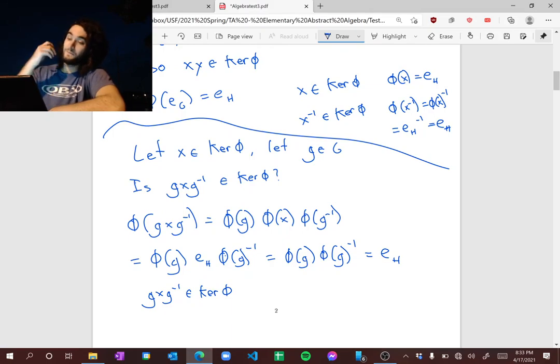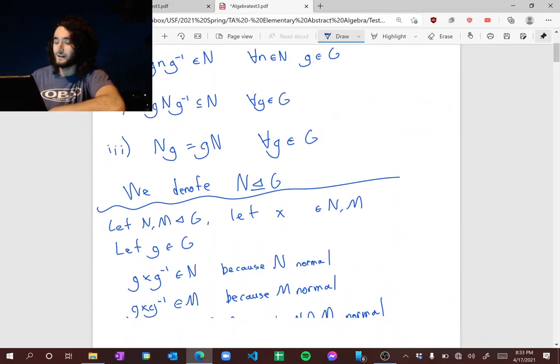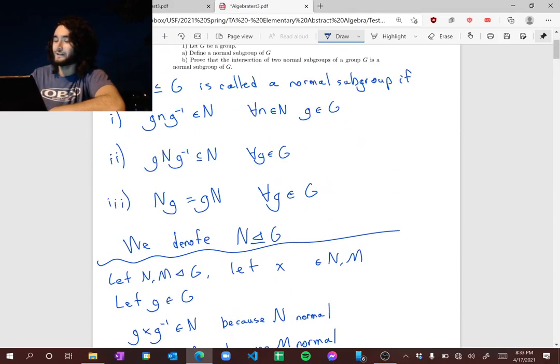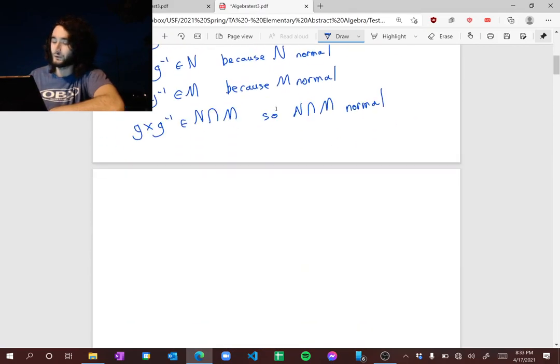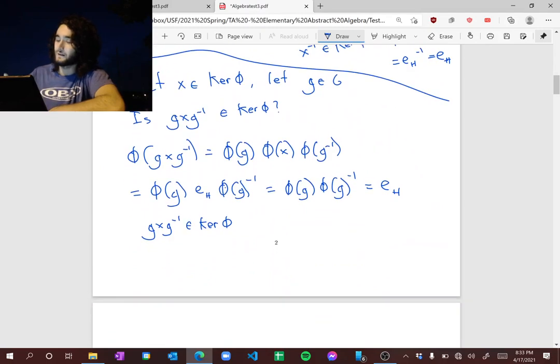And now, x was anything in the kernel, and g was anything in G. So it turns out that the kernel is closed under conjugation. In other words, what we were calling option 1 here, definition 1 of being a normal subgroup. So yes, the kernel is a normal subgroup of G.